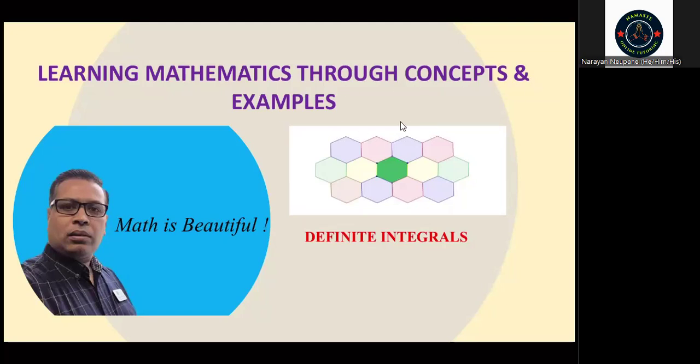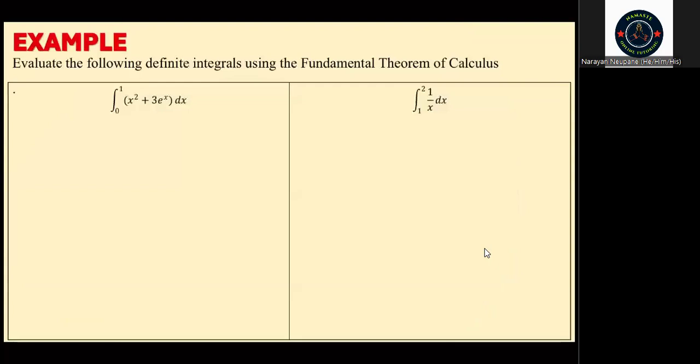Today, we are going to solve some example problems from definite integrals. Let's get started. Okay, here I have two problems. Evaluate the following definite integrals using the fundamental theorem of calculus. So the first one is the integration from 0 through 1 of this function, x squared plus 3 times e to the power x, with respect to x.